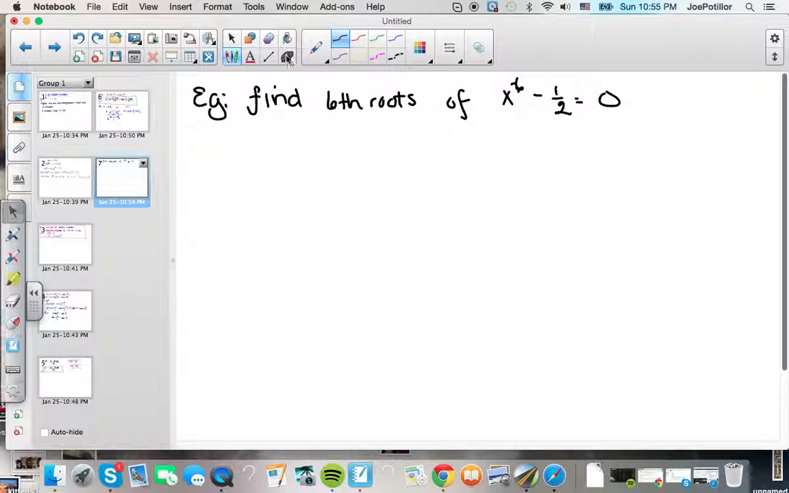Actually, let's just not use 1/2. That's going to end up being ugly. So let's use the 6 roots. We'll do x to the 6 plus 1 is equal to 0.